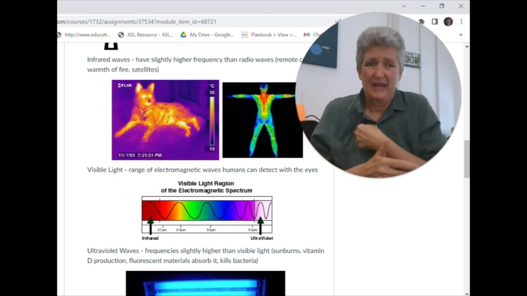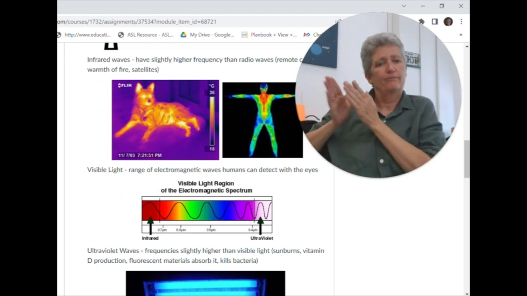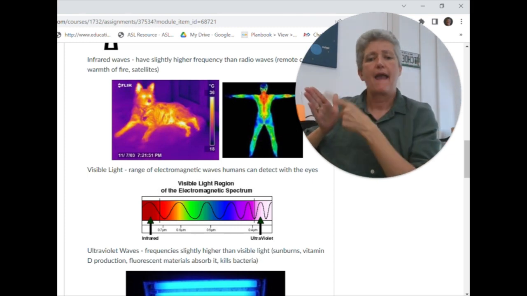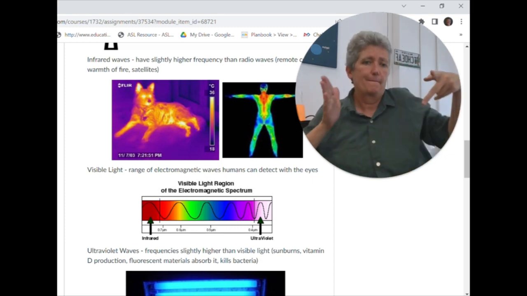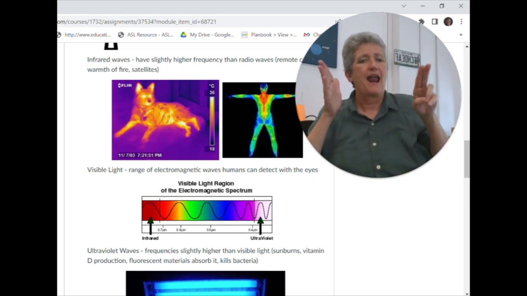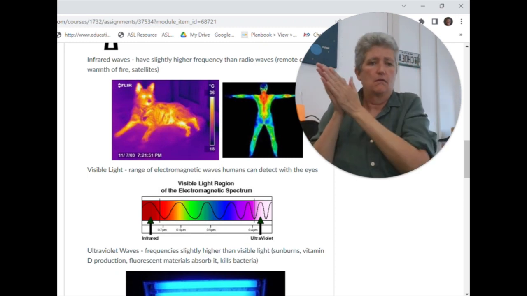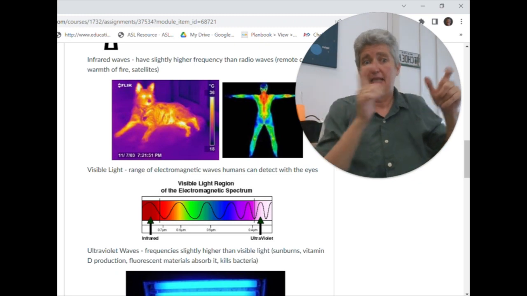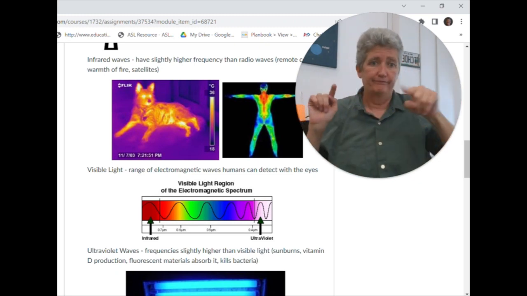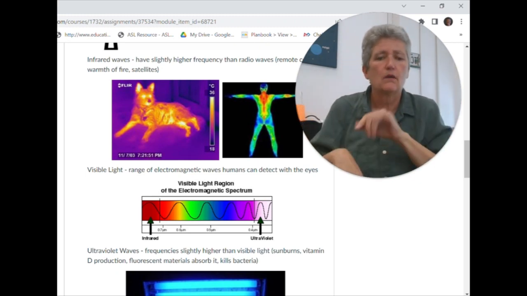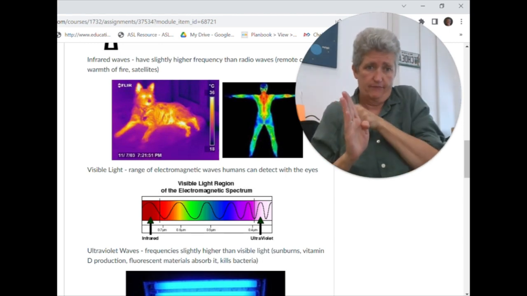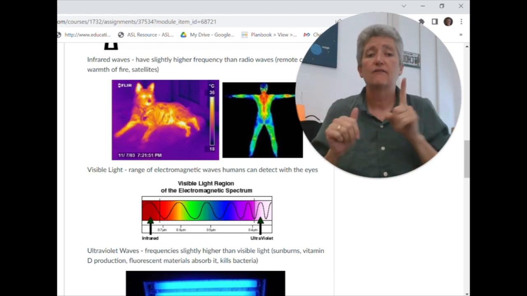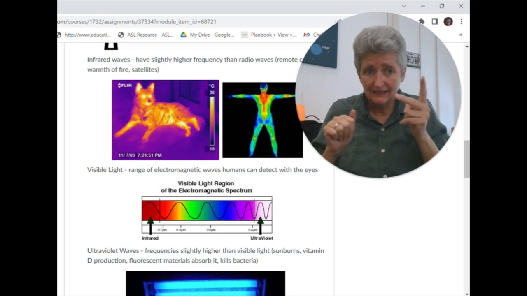And then there's what we call visible light. So those are the things that humans can see. And it goes all the way up to violet. From infrared, and in between infrared and ultraviolet is the visible light. That infrared is right before the red part that you can see.